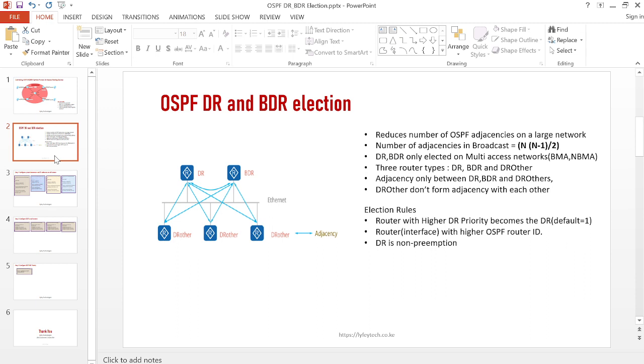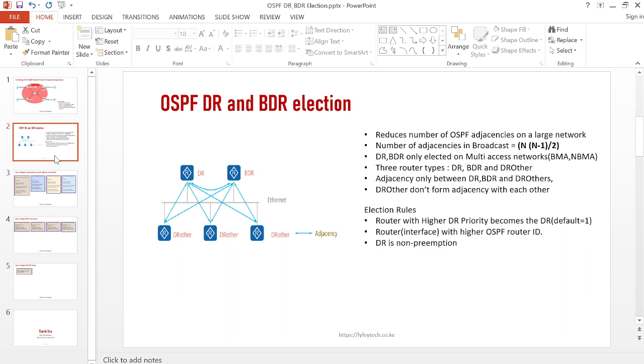And remember, many times it's recommended that you configure a router ID on the routers manually. When you are configuring OSPF, you have to specify the router ID, which will be used to form the adjacencies. So these are the two criteria. Number 1, the DR priority. Number 2, we are checking the router with the highest OSPF router ID.